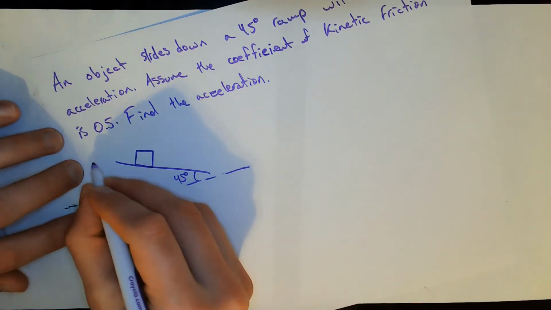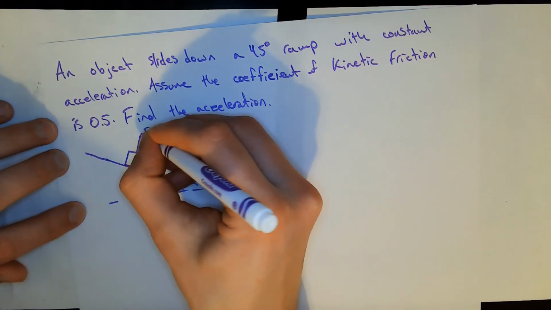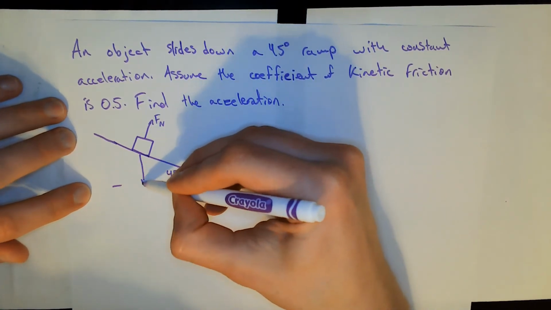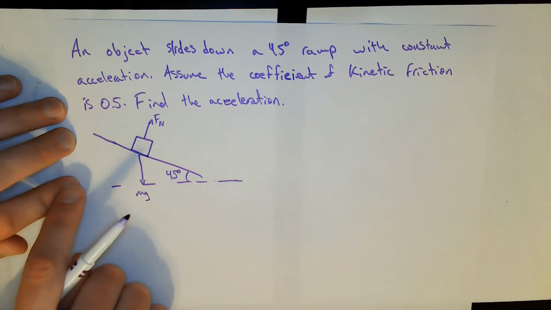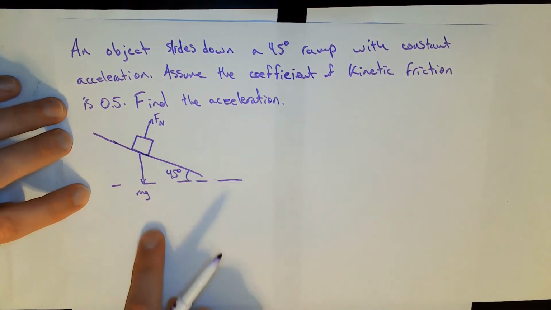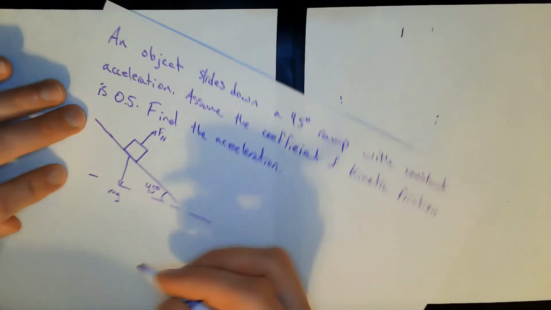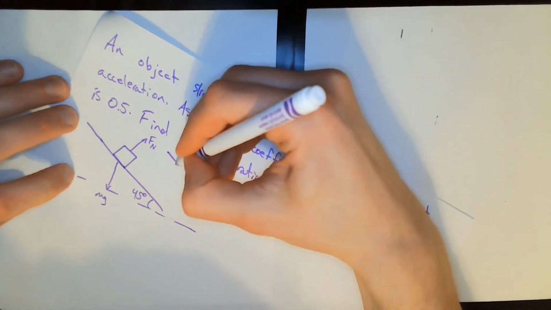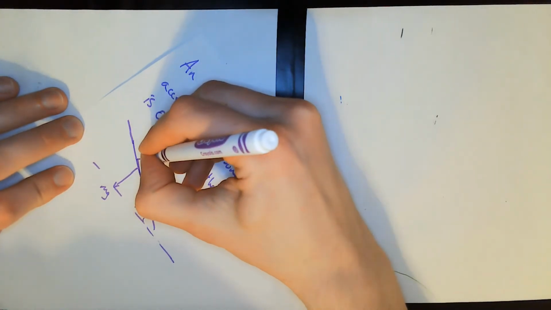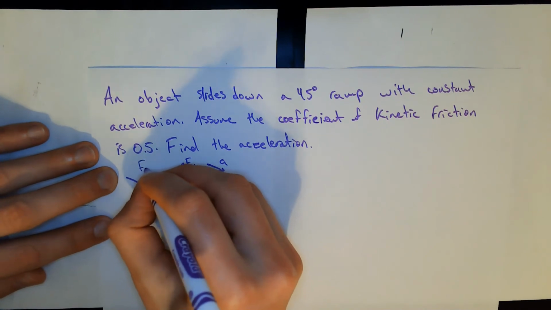I was not given the weight or the mass of the object, but I do know I should have a normal force perpendicular to the surface. I should have gravity perpendicular to the actual surface of the Earth. Normal force perpendicular to the slope. Gravity perpendicular to the ground. And then I have friction. So this thing has positive x acceleration down the hill, so friction is opposing that motion. Friction is pointing up the hill, and it is kinetic friction.